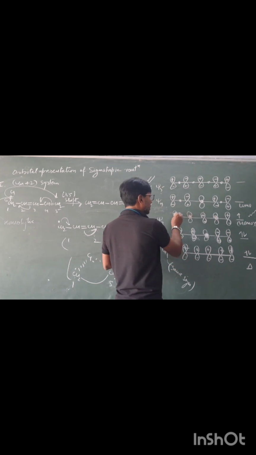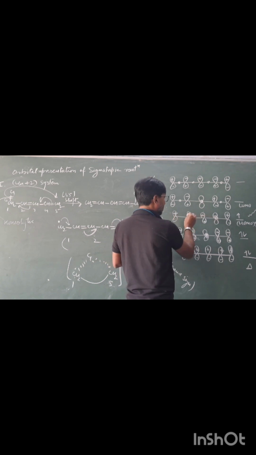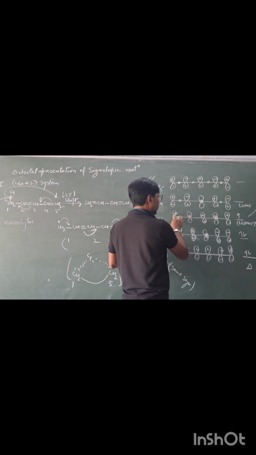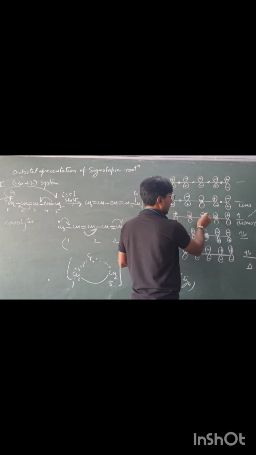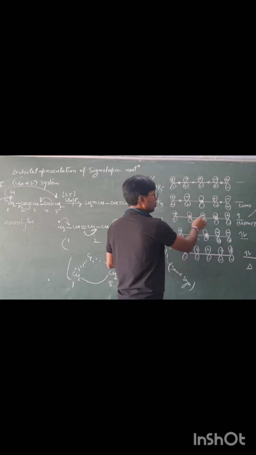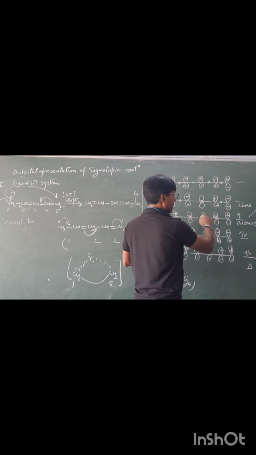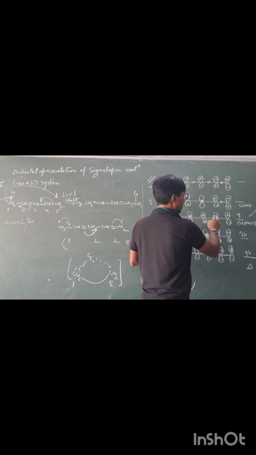Therefore, now since this is positive and this is negative, this is positive and then a node, then a terminal lobe. Therefore, after the node there should be a different sign. So this is plus and we have to have a negative sign over here, so that it automatically fulfills the condition of anti-bonding with a node over here.